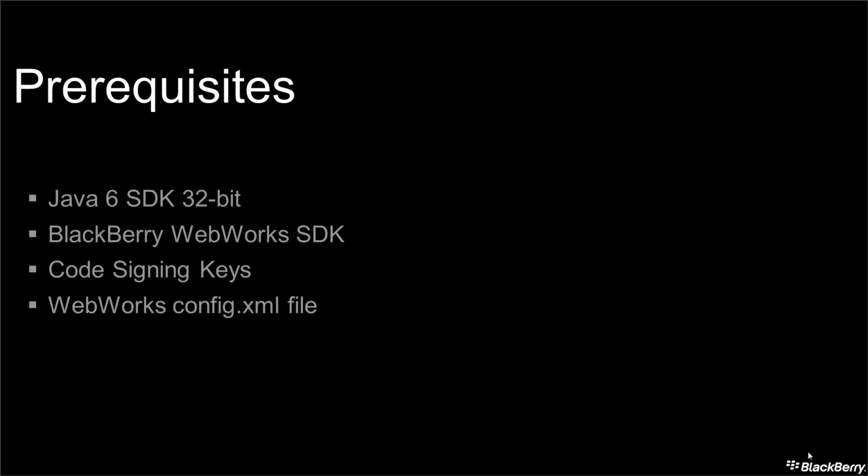There are some prerequisites for building applications, and these are covered in earlier videos in this series. See the video on how to set up your WebWorks SDK and how do I write my first WebWorks application. The short version is to make sure that you have Java version 6, not 7, and 32-bit, not 64-bit. You also need the WebWorks SDK and your signing keys installed, though you can build an unsigned app and run it on the simulator without setting up your keys. Finally, every app requires a config.xml file to inform the packager what needs to be included.